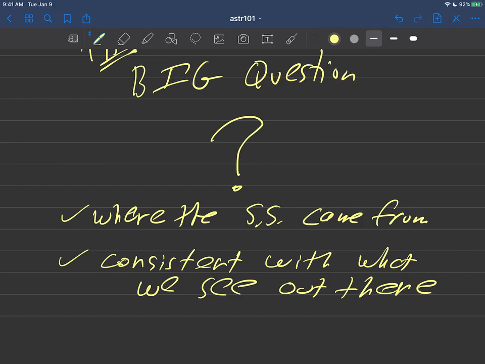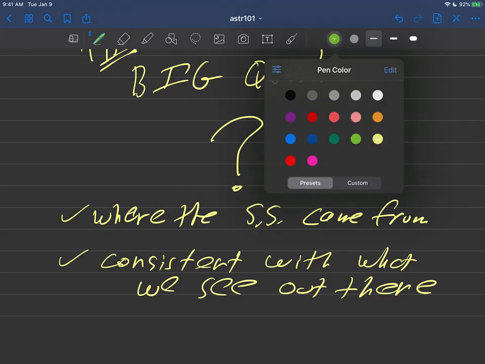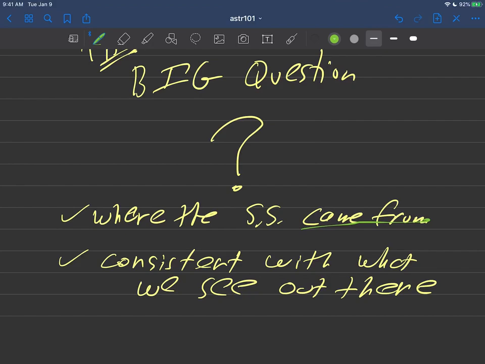So we can maybe fix the language up a little bit here. Maybe "came from" is a little bit magical, but maybe we say where the solar system formed, or maybe instead of where, we could say how. So where it came from is fine to think about, but how the solar system formed is probably a more scientific way of saying it. And like I said, we'd want some theory that's very consistent with what we see out there.